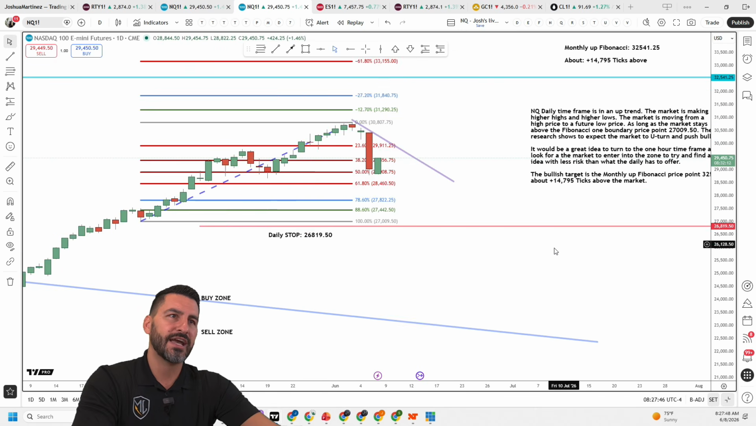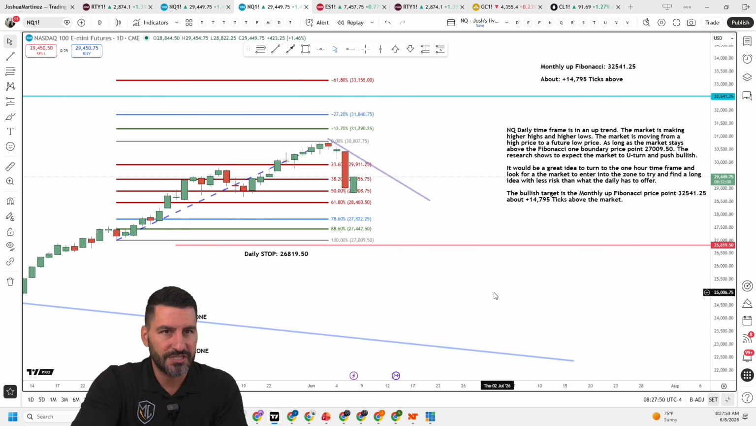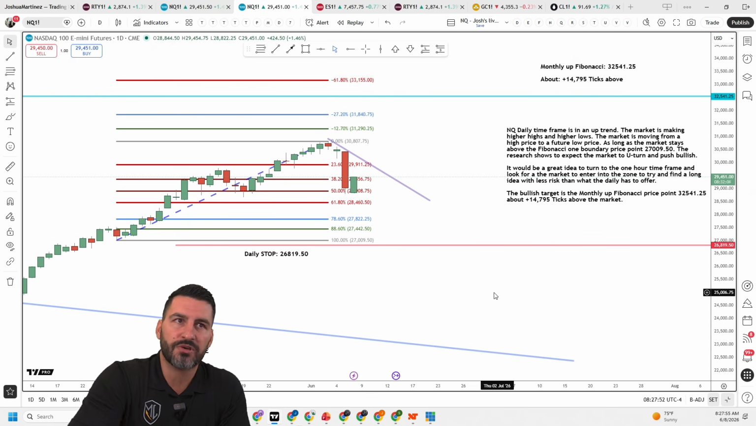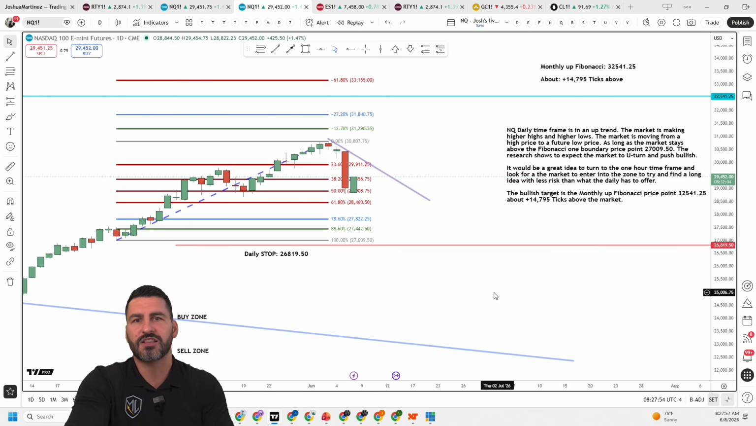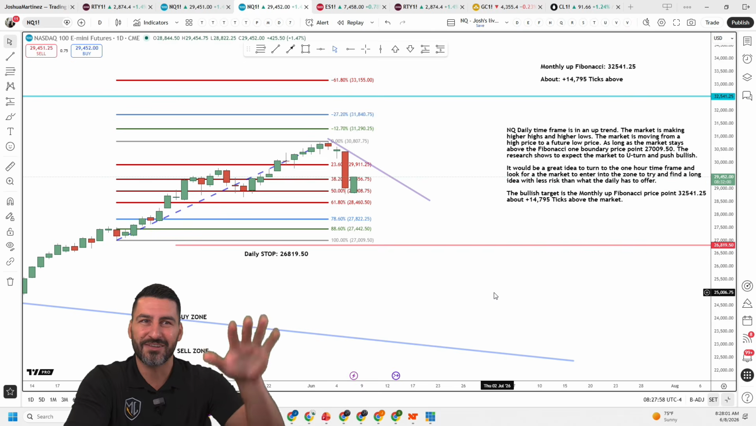Now, when it comes to indexes, they generally go up over time, not every single year. 2022 was a bearish year. But anyways, whenever we see a big sell-off, I always view it as a short-term opportunity, and I look to try to buy it on the way back up.